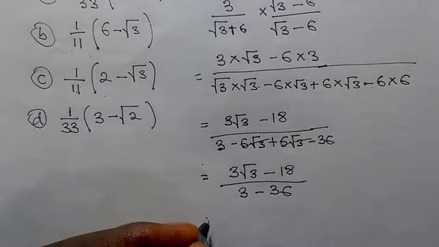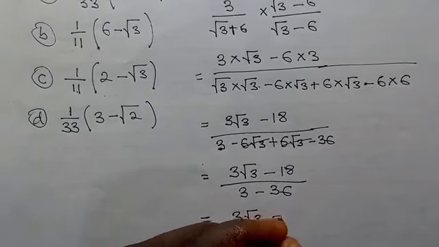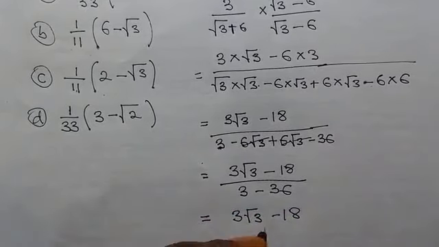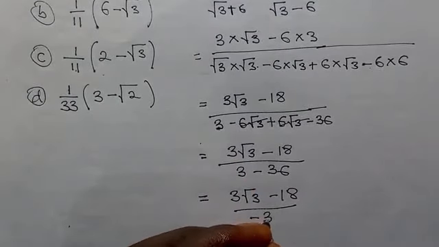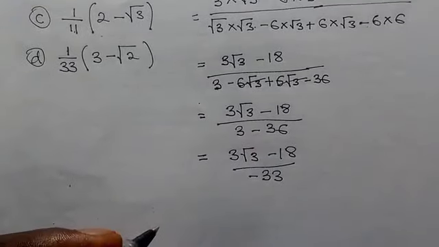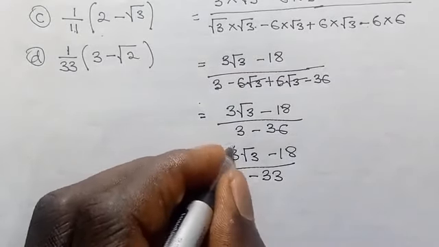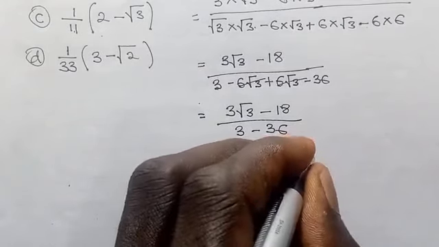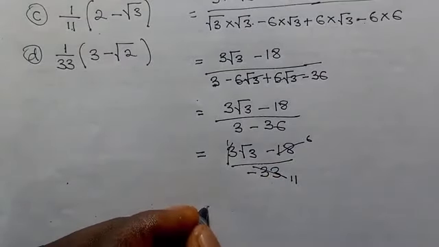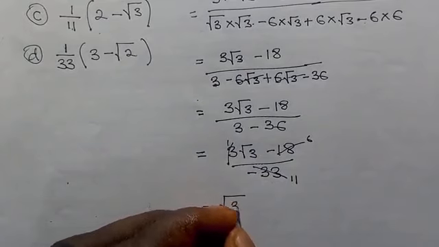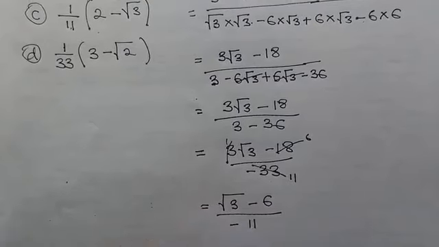And that's equal to 3 root 3 minus 18 divided by 3 minus 36. We have minus 33. So at this point, 3 can enter here one time, 3 here is 6 times, 3 here is 11 times. So here we have the square root of 3 minus 6 over minus 11.